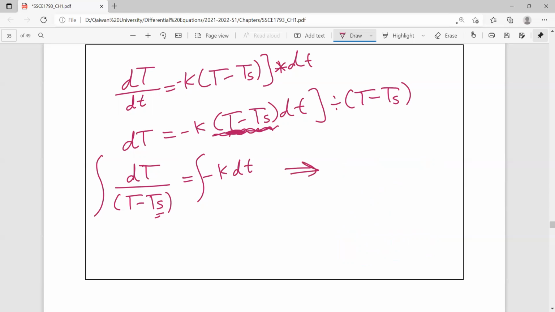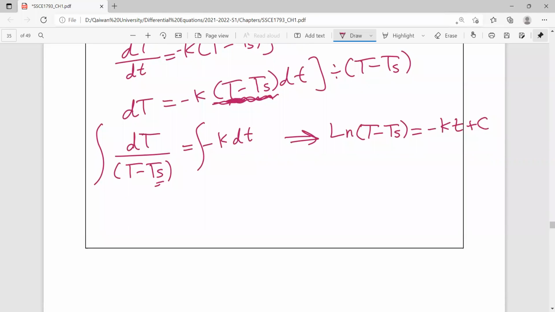So here it equals ln of (T minus Ts) equals minus kt plus c. We just add plus c, the constant of integration, on one side of the equality. It's enough. Now, how to get T here? We must take T out of the natural log. How? We must take the exponential of both sides.